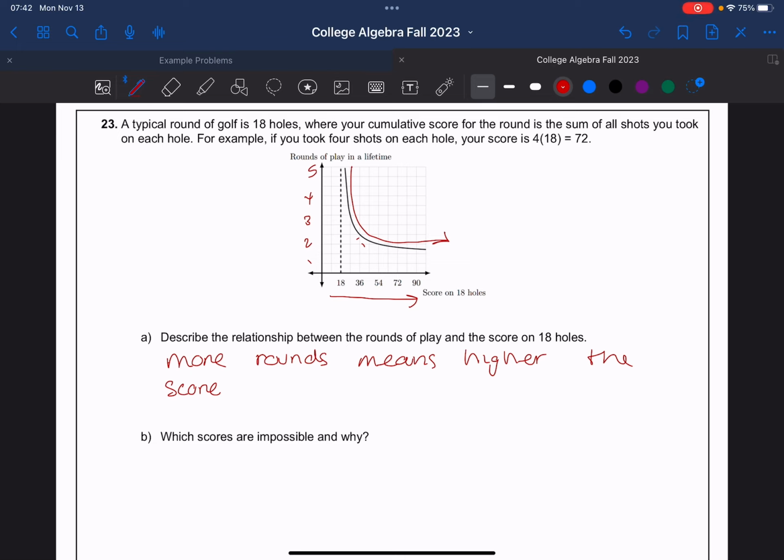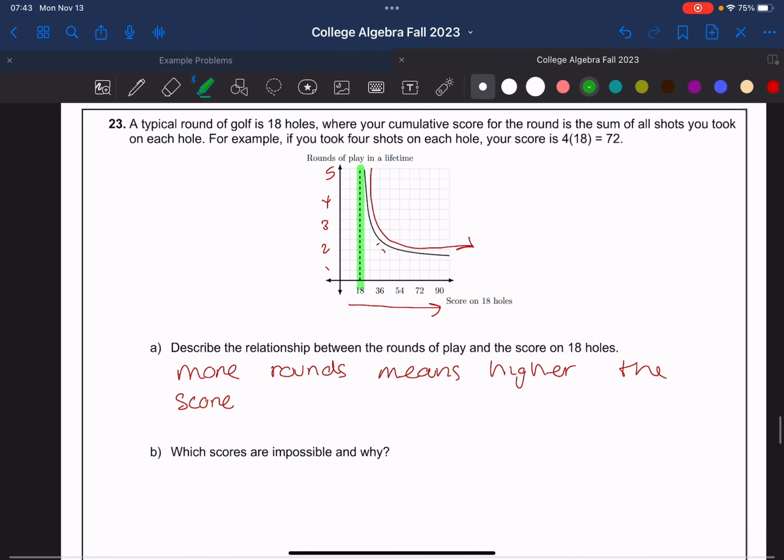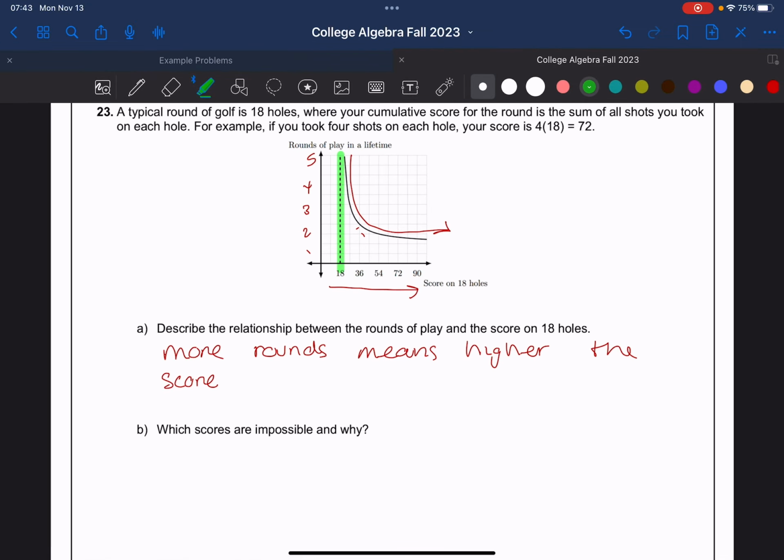Then it says, looking at the graph, what scores are impossible and why? So remember, we're looking at that restriction. What's the restriction on this graph, the vertical asymptote? Good, 18. So it's saying that a score of 18 is impossible. Why? So 18 or less is impossible. So you have to take more than one shot on each hole. Good, because they're assuming you're taking more than one shot on each hole. So it says a score of 18 or less is impossible because you can't take less than one shot on each hole.